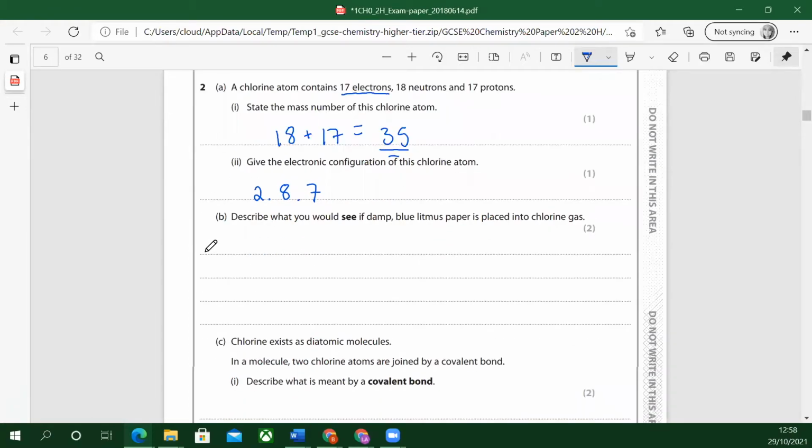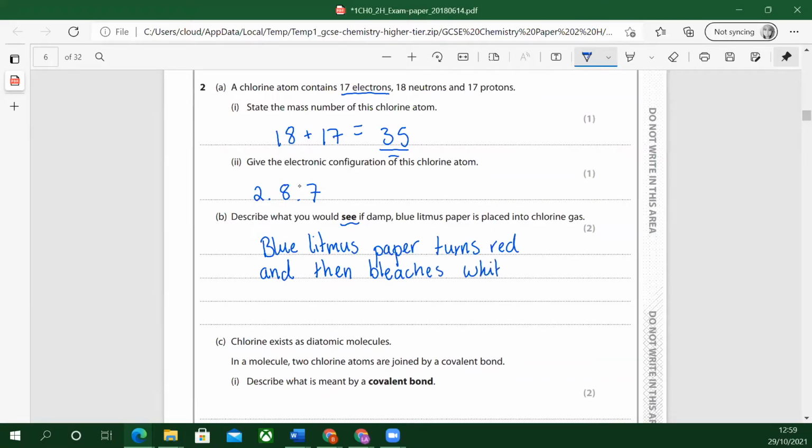Part C: describe what you would see if damp blue litmus paper is placed into chlorine gas. Chlorine gas is acidic, so it would turn the blue litmus paper red. Let's write this down: blue litmus paper turns red, acidic. And then, because it's chlorine, that's a bleach. You can get 2 marks, as there are 2 things happening there. It's actually the word bleaches, white. You get a mark for turns white.